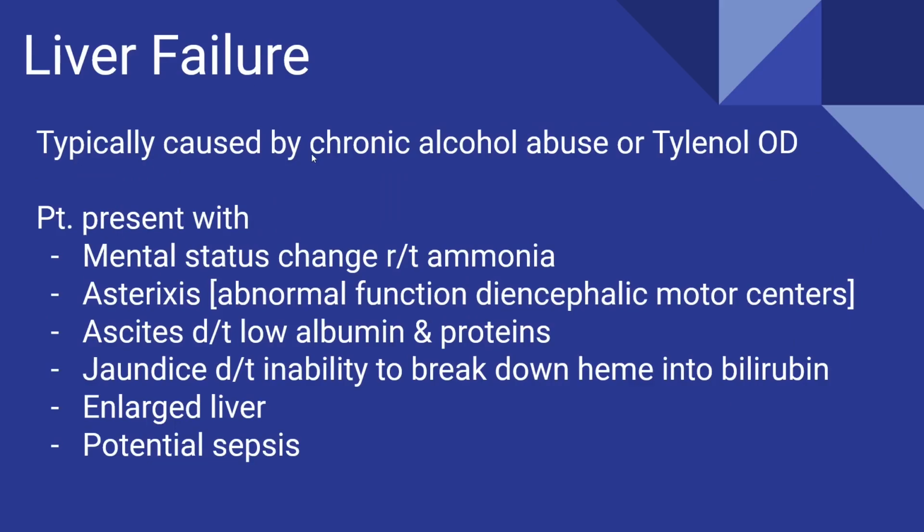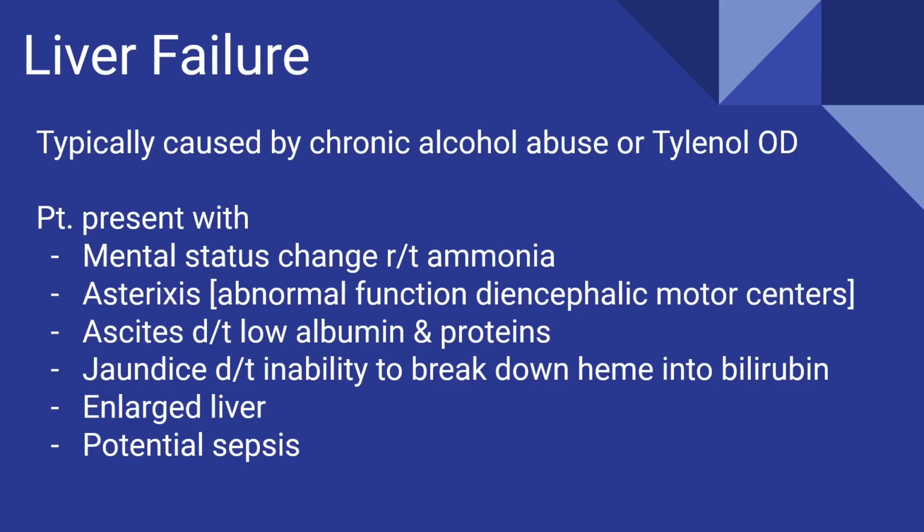All right, so now we're into liver failure. Liver failure is typically caused, when we see it, by chronic alcohol abuse and acutely by a Tylenol overdose. So the patient may present with a mental status change. Remember, we talked about that ammonia being utilized by astrocytes, asterixis. So we can see them start to have these tremors, especially in their hands. And that's again related to the brain swelling. We start to see the diencephalon start to have problems functioning.